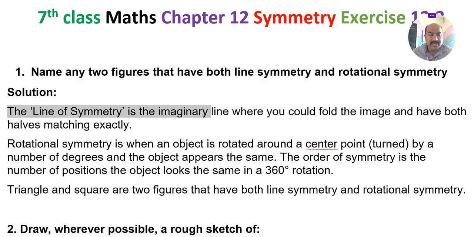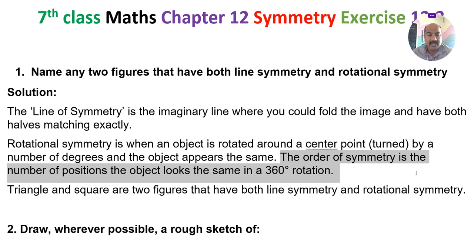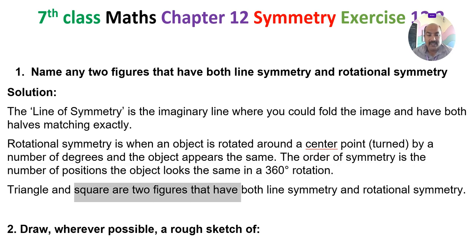Solution. The line symmetry is the imaginary line where you could fold the image and have both halves matching exactly, whereas rotational symmetry is when an object is rotated around a center point, turned by a number of degrees, and the object appears the same. The order of the symmetry is the number of positions the object looks the same in a 360 degree rotation. Triangle and square are two figures that have both line symmetry and rotational symmetry.